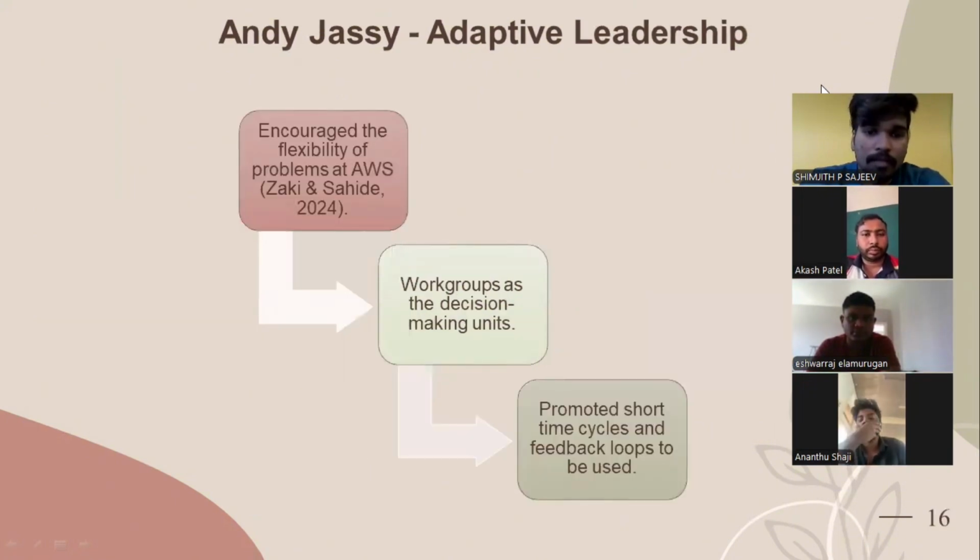Andy Jassy, adaptive leadership. When working on AWS, Jassy encouraged the method of free problem solving and allowed teams to make decisions. This approach made it easier to have regular feedback and the ability to quickly adapt and make changes, which helped AWS to become market leader in the provision of its services. Moving to the next slide.